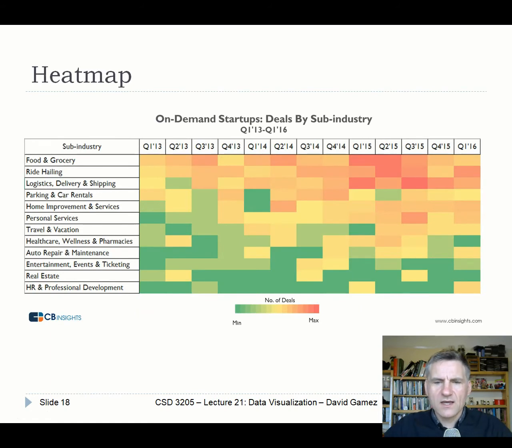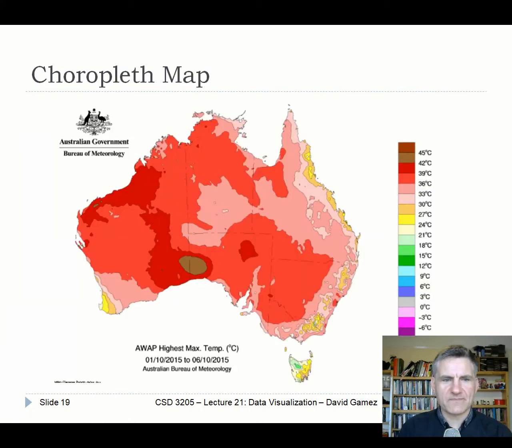And again, going back to science, we've got two-dimensional data here. We've got an x-axis and a y-axis effectively, and then the color represents the third dimension of the data. In this case, these are food and grocery startups. These are different points in time, and these are how many deals they've made at each point in time. So they did lots of deals in Q1 of 2015 and not so many deals in Q1 of 2013 or something like that. Often used a lot in science, as I said.